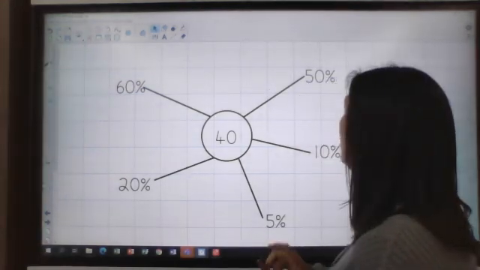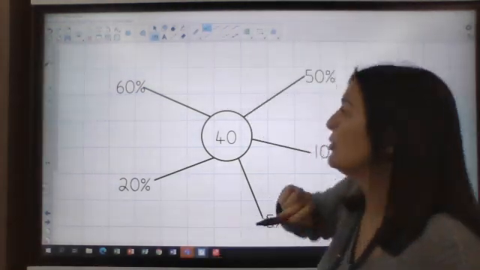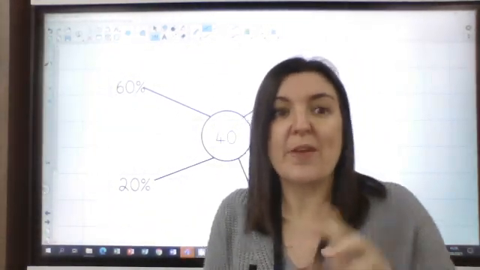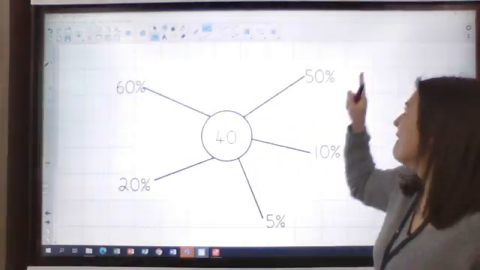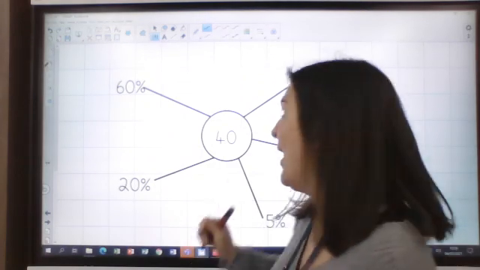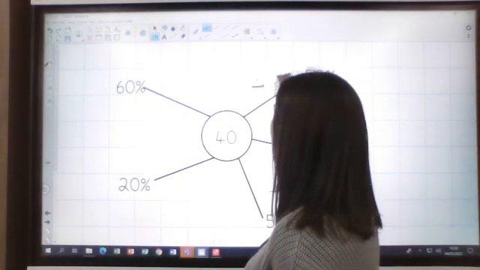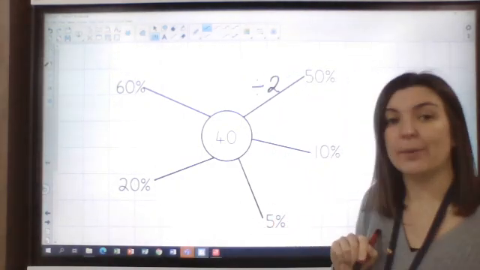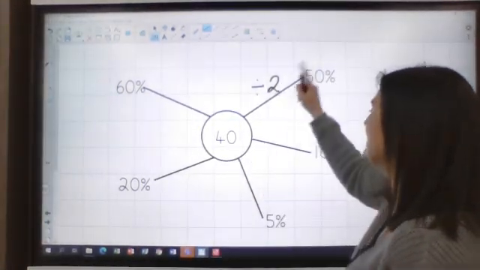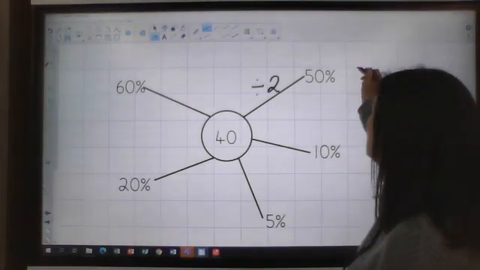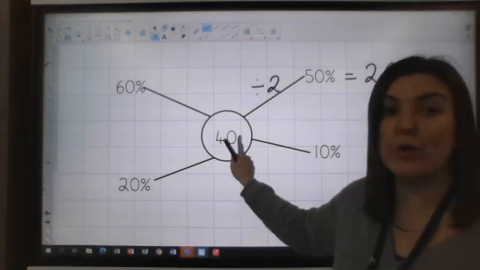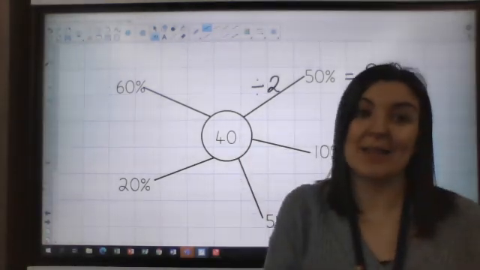We are going to use division to help us with that, and some halving. So 50% then, I've got 40, and 50% is the same as a half. To find half, I would divide by 2. So I'm going to do 40 divided by 2, and I know that 40 divided by 2 would be 20. So 50% of 40 would be 20 because it's the same as a half.